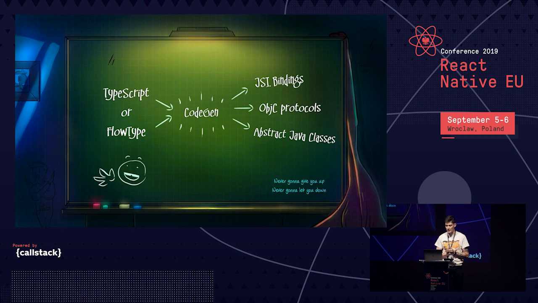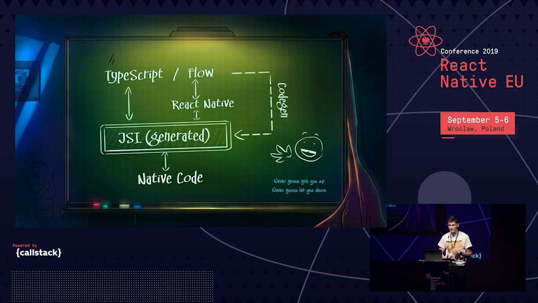And here is how it's going to help us. If we revisit our previous picture, then it will more or less resemble this. So we have TypeScript or Flow on our JavaScript side. Then we run CodeGen that generates a bunch of very handy things, like GSI bindings and some protocols and abstract classes for native implementations. And then we basically have this connection to the native code.